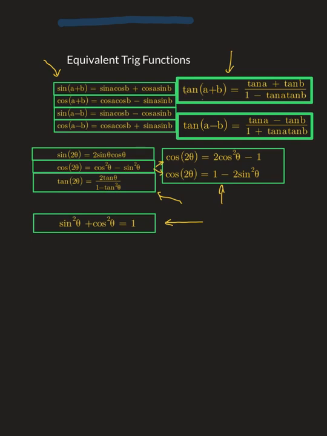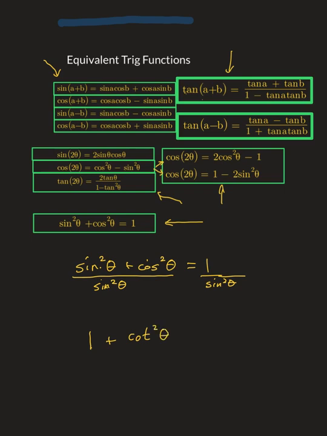So all you have to do is just take your sine squared theta plus cos squared theta. We know those two added up equal 1. Well, what happens if I divide both sides by sine squared theta? They'll still be equal, but sine squared theta over sine squared theta is just 1, plus cos squared theta divided by sine squared theta. Well, that is just cos theta over sine theta, which is just cotangent of theta. And this would be cotangent squared of theta, right?